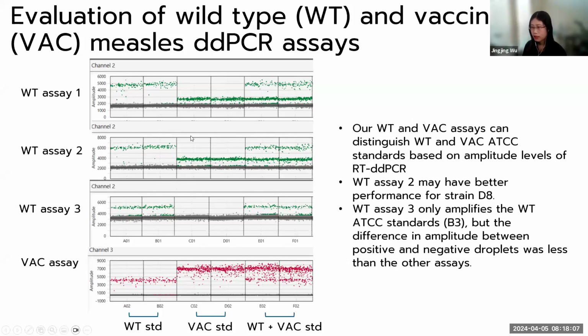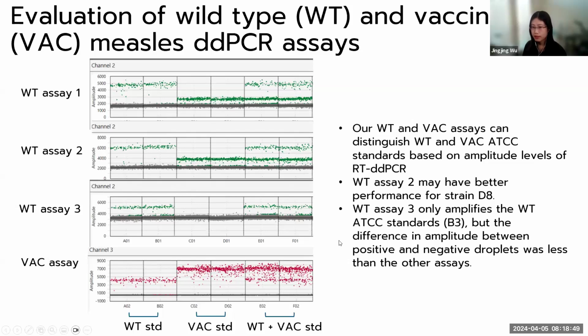The first two columns are the wild type standards. The next two are the vaccine standards, and the last two are a mixture of both of them. Based on the amplitude levels, you can see that our wild type and vaccine assays can distinguish the two ATCC standards. Although similar results were observed between wild type assay design 1 and 2, the result for this one is presenting the worst case scenario because it has one mismatch with the B3 strain, which is used here as a standard, but has no mismatch with D8, which is the other circulating strain.